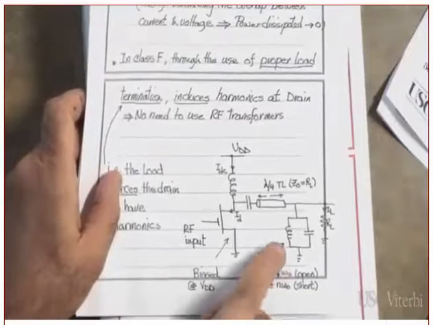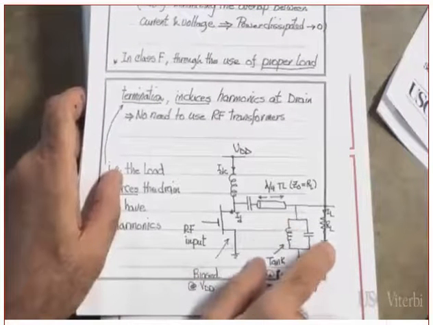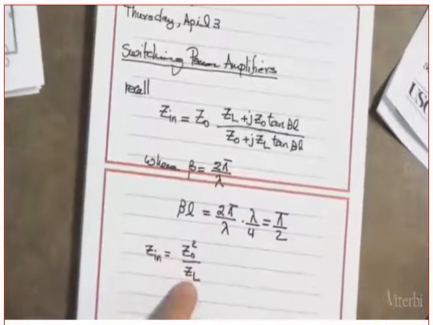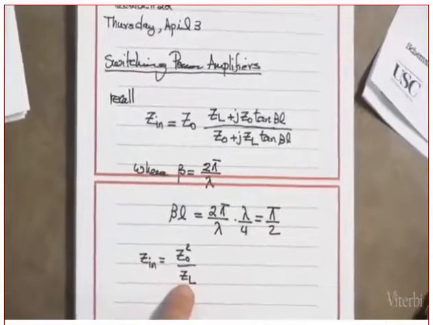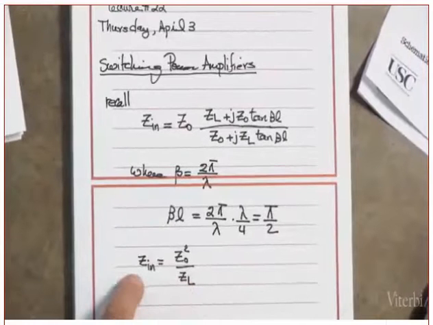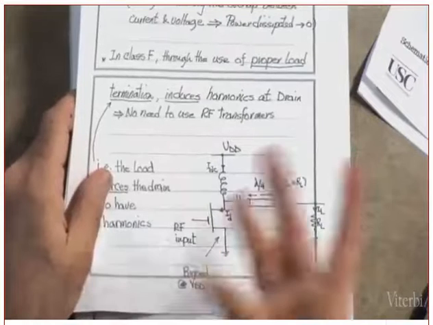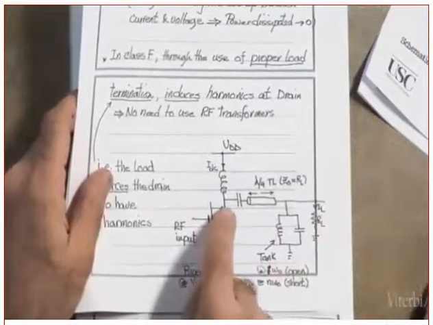Just an approximation. If it is short in parallel with RL, equal to what? Short. Yes? Which means ZL is equal to 0. Yes? Which means Zn equal to what? Infinity. Which means there's an open circuit here. So where does the harmonic go? The harmonic will remain here.